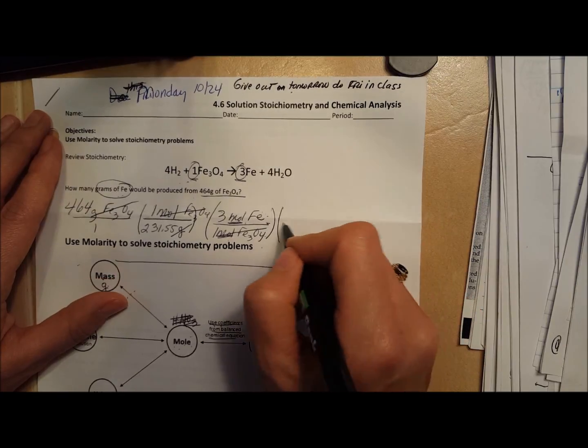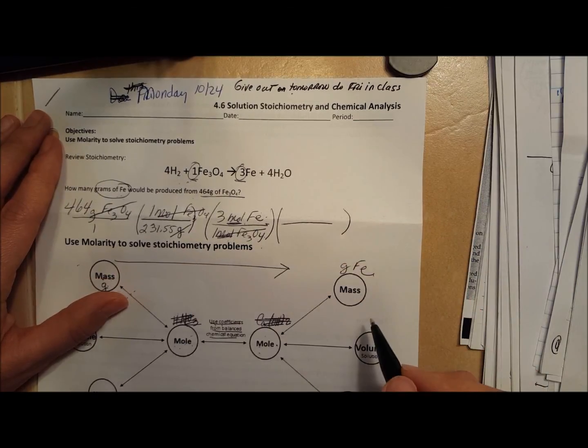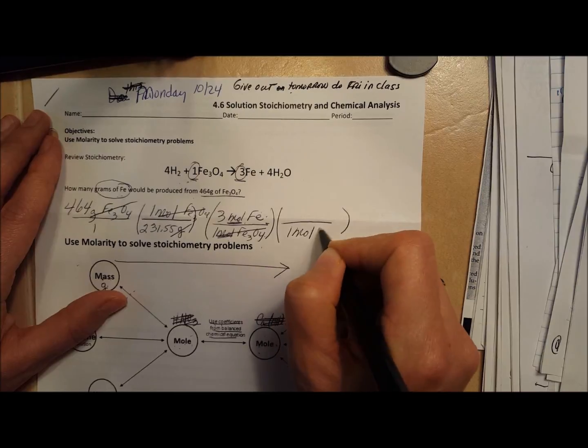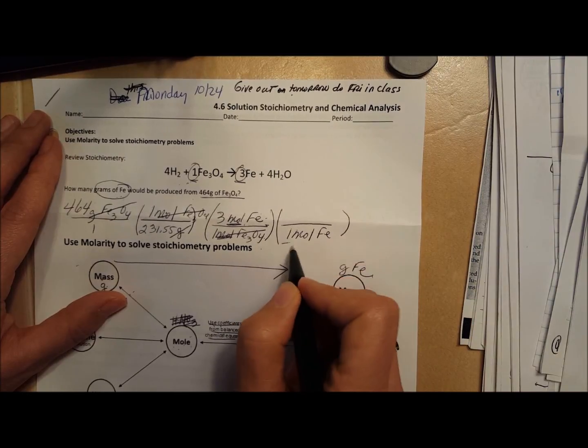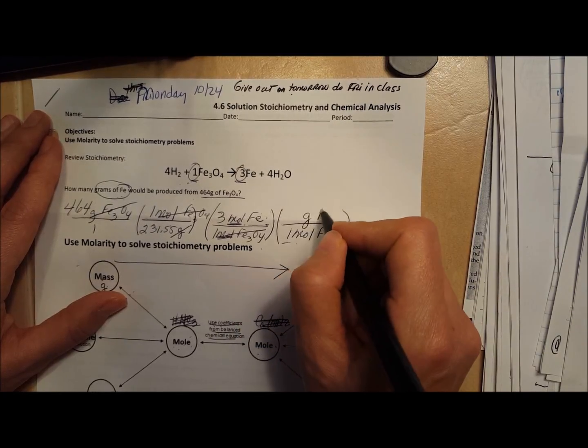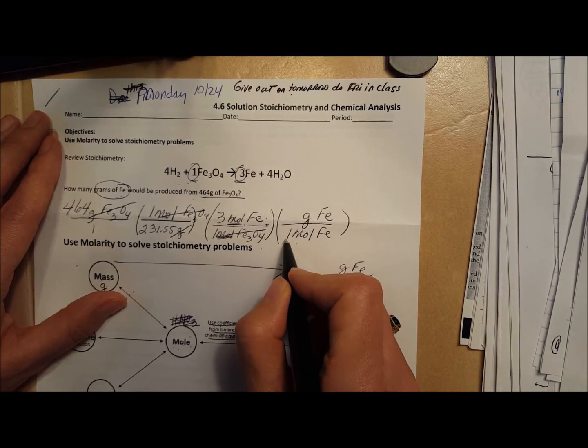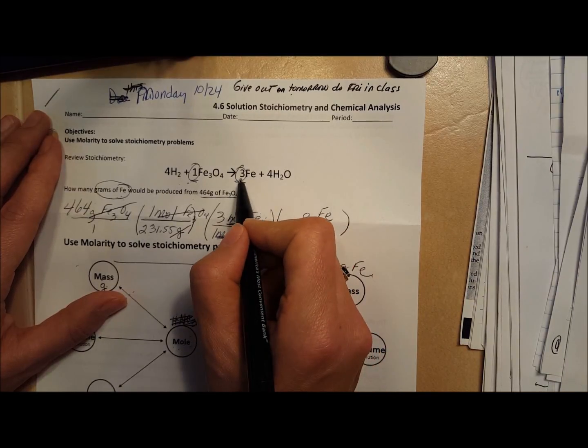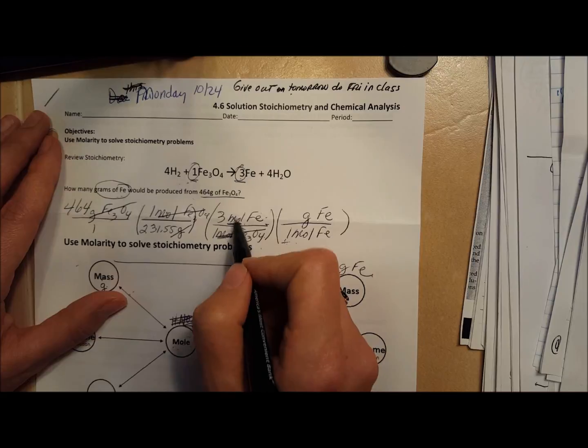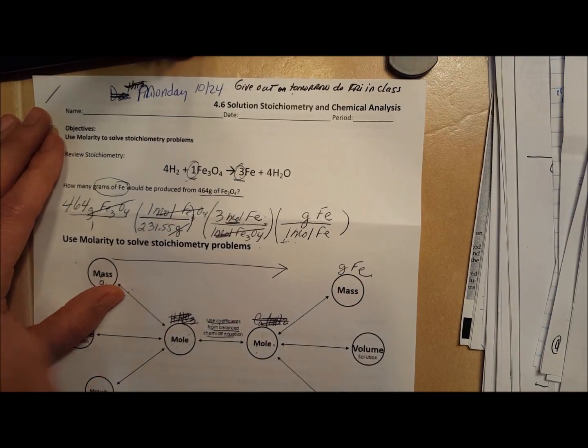And then we are going to look for grams of iron. So we're going to put 1 mole. Notice I only used 1 mole. That's because I'm doing a mole to gram conversion. So I'm going to put 1 mole here and not 3, because 3 only comes in when you're doing the mole to mole conversion. Very, very important.